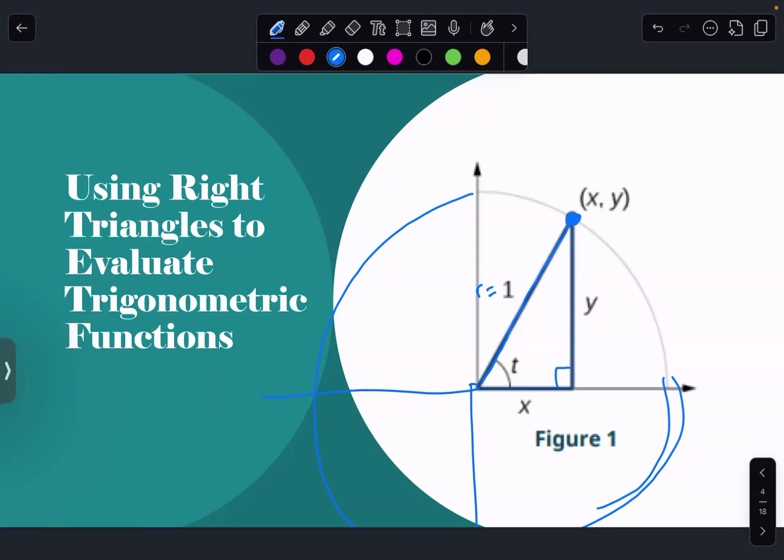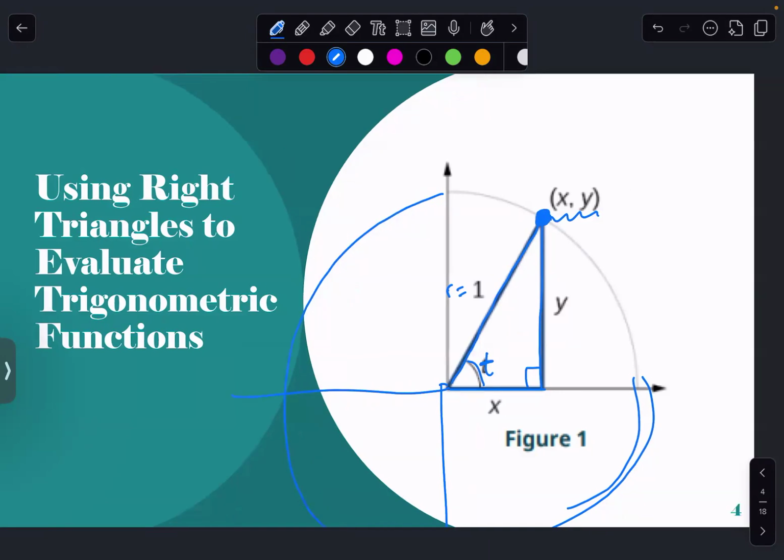And so right here, again, back to my radius of 1, if I connect down to that x-axis, and then I go across until it meets, I form a right triangle. I have my angle T, but up here, at this point where I hit the circle, I just created basically like an ordered pair. So I'm just going to keep that in the back of my mind. We'll come back to that later.